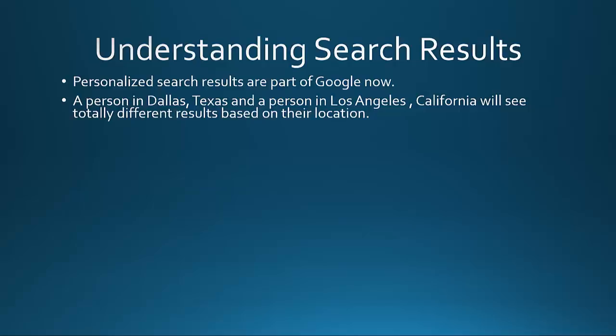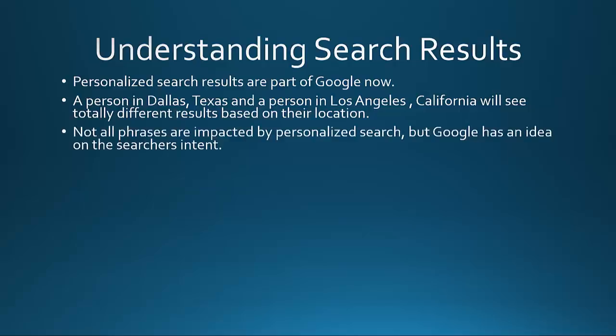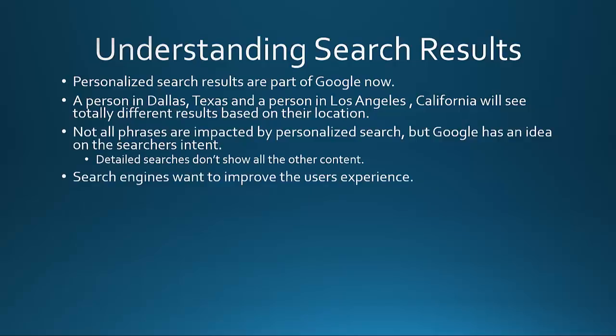So that's something to keep in mind and understand as you do SEO, that there are certain results that are going to vary. Sometimes, like the main organic results, the non-local ones, those ones pretty much will stay the same, but they may adjust a little bit accordingly. Not all phrases are impacted by personalized search, though, but Google has an idea on the searcher's intent. They've obviously been around long enough to where they know what people intend to look for. Detailed searches don't show all the other content involved with them.